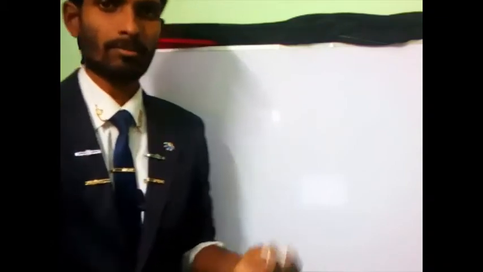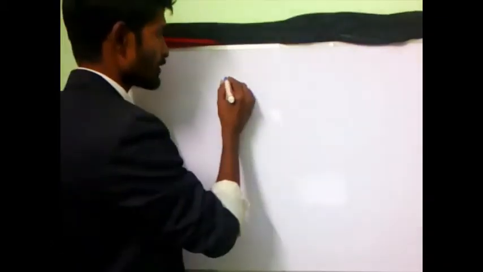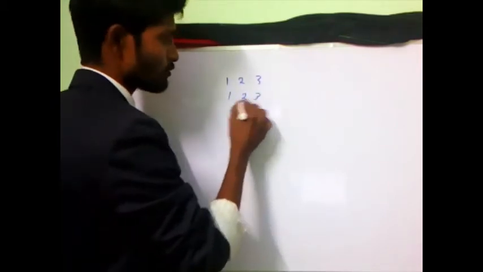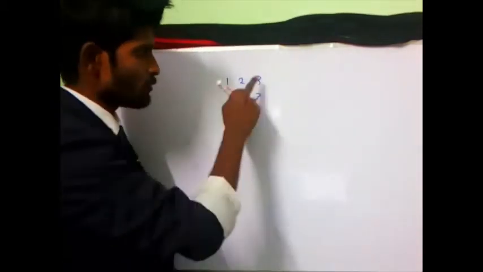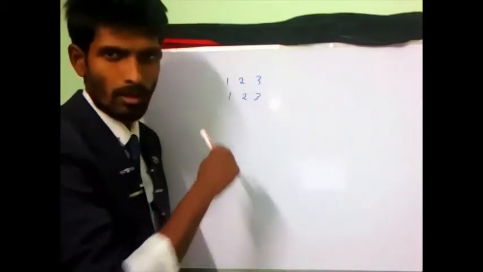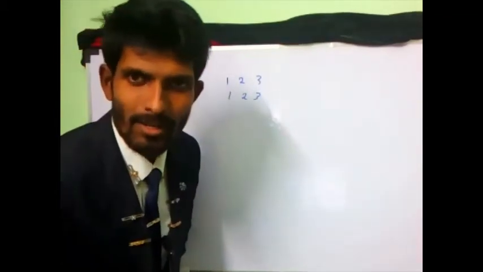Before going to the determinant, I want to tell you about the English words proportional and identical. For that, I'll give a small example. Look here. If I say 1, 2, 3 and 1, 2, 3, you just look at the two lines. In both, these two rows are identical.